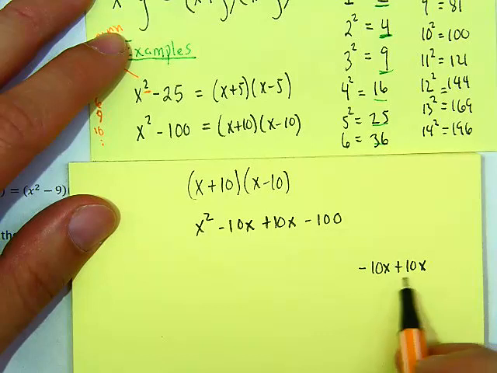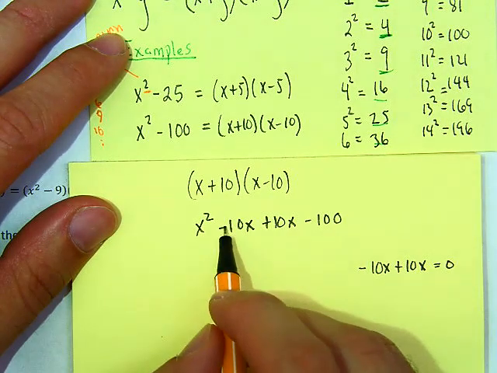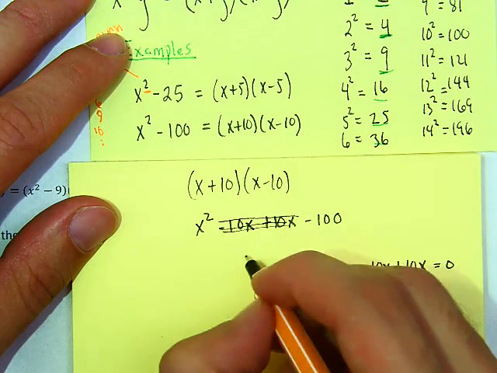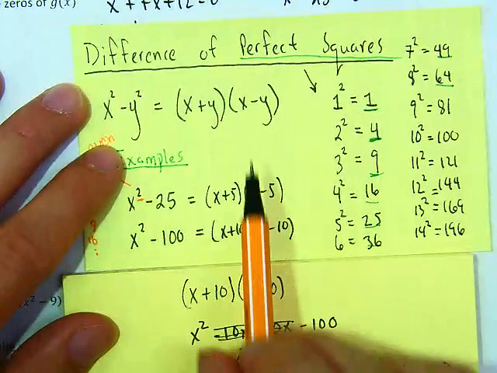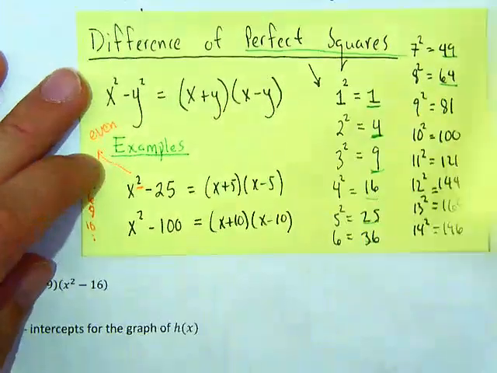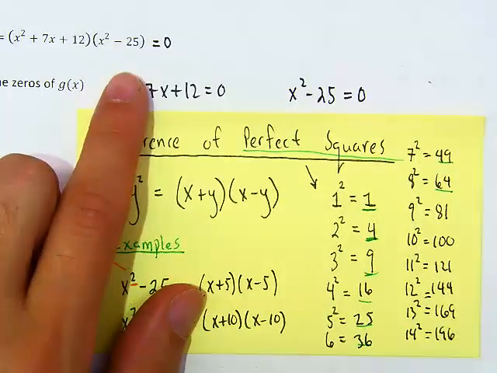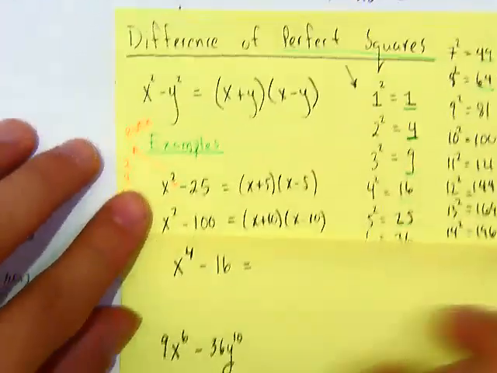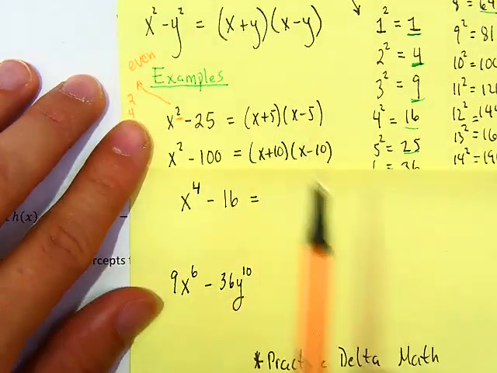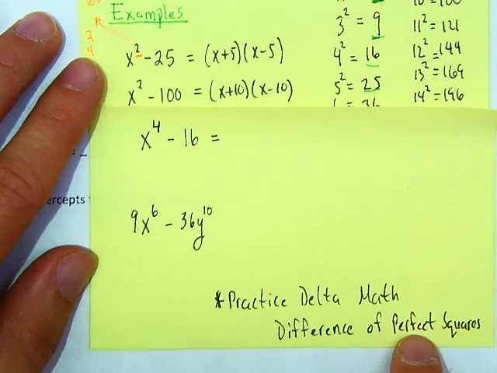Pause the video and just take a second. What is this equal to? It's 0. This just cancels. And what are you left with? X squared minus 100. And that's why this technique is very nice for a difference of perfect squares. What I want you to do is, if you feel like you need practice on how to do these, this is a really nice assignment you could do. You could practice these two with me, and then I want you to go to Delta Math and practice the difference of perfect squares.